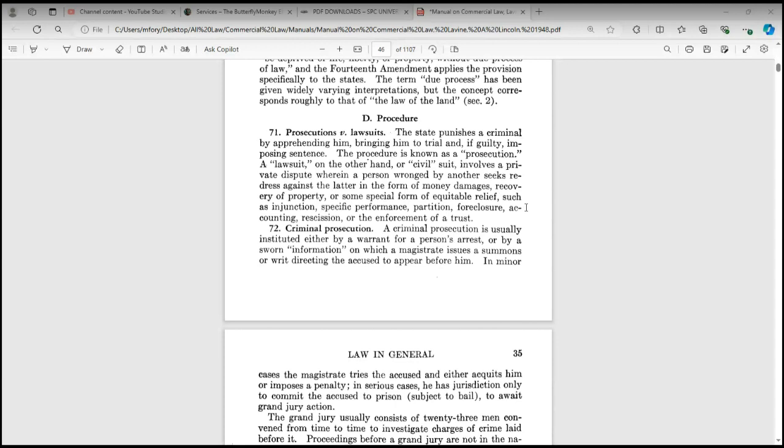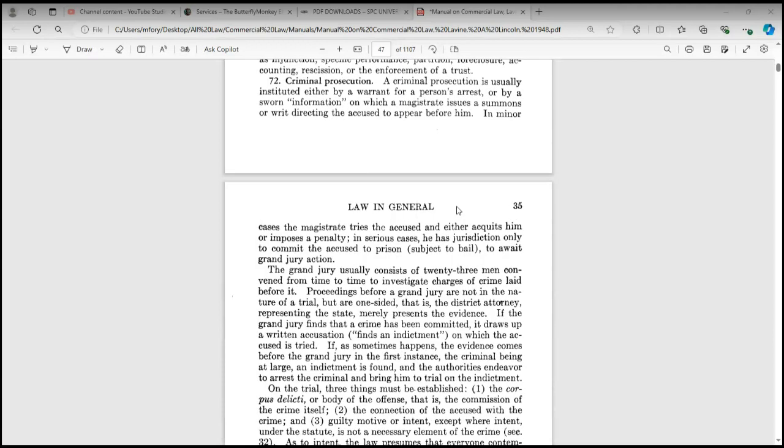Criminal prosecution. A criminal prosecution is usually instituted either by a warrant for a person's arrest or by a sworn information on which a magistrate issues a summons or a writ directing the accused to appear before him. In minor cases, the magistrate tries the accused and either acquits him or imposes a penalty. In serious cases, he has jurisdiction only to commit the accused to prison, subject to bail, to await grand jury action.